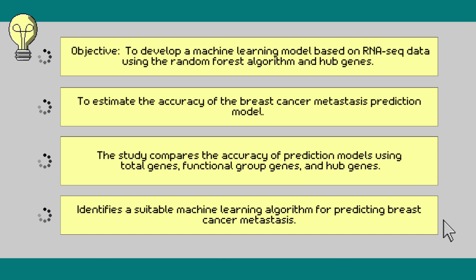Overall, the objective of this study is to develop a machine learning model based on RNA sequencing data using the random forest algorithm and hub genes. The aim is to estimate the accuracy of the breast cancer metastasis prediction model. This study will compare the accuracy of prediction models using total genes, functional group genes, and also hub genes. This study also identifies a suitable machine learning algorithm to predict breast cancer metastasis.